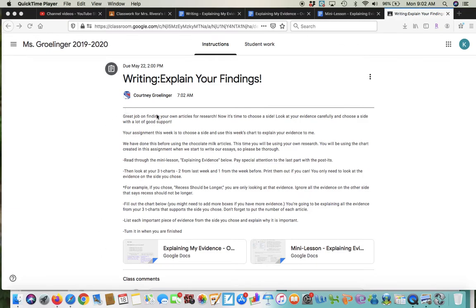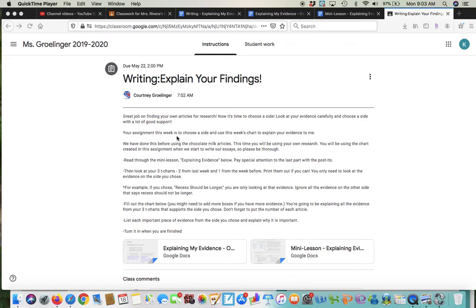It says, great job on finding your own articles for research. Now it's time to choose a side. Look at your evidence carefully and choose a side with a lot of good support. So if you want to choose a side but you don't have a lot of evidence to back up your side, you might want to rethink which side you're on, okay? Because you want a lot of good reasons why your side is the best side to be on, okay?